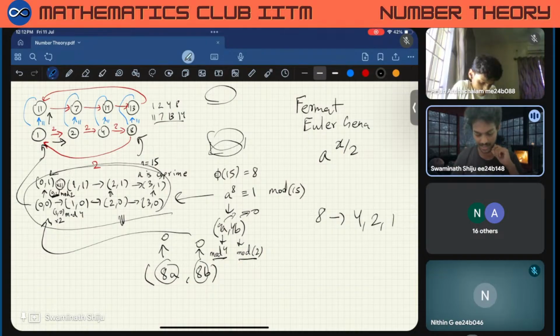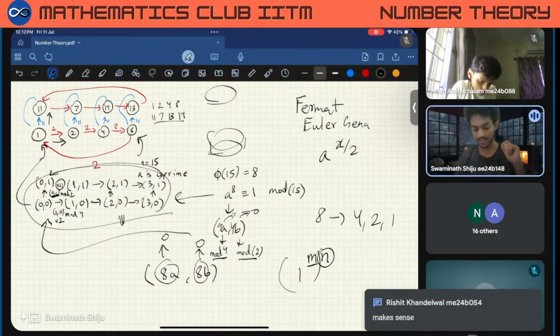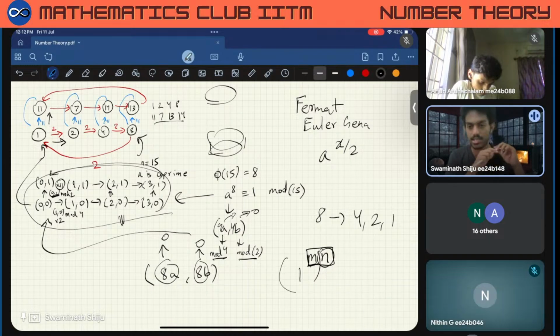Because if it's minimal, then the only way you can get something else that gives you 1 is multiplying something with it. Like it's 1 power something. That is the only way. So if you know the full thing, you can technically brute force the minimal. But then yeah. Any other doubts? Like about the analogy and stuff.